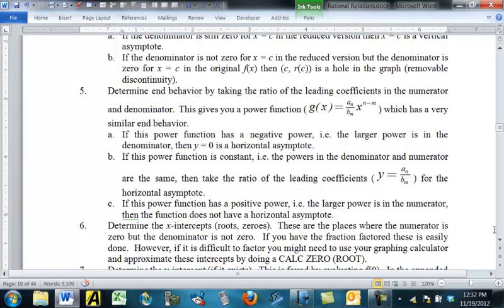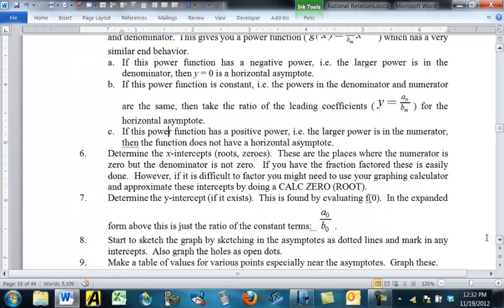Okay, determine the x-intercepts, roots, and zeros. These are places where the numerator is 0, but the denominator is not 0. If the denominator is 0, it's a hole or a vertical asymptote. It's a possible hole if they're both 0, numerator and denominator.